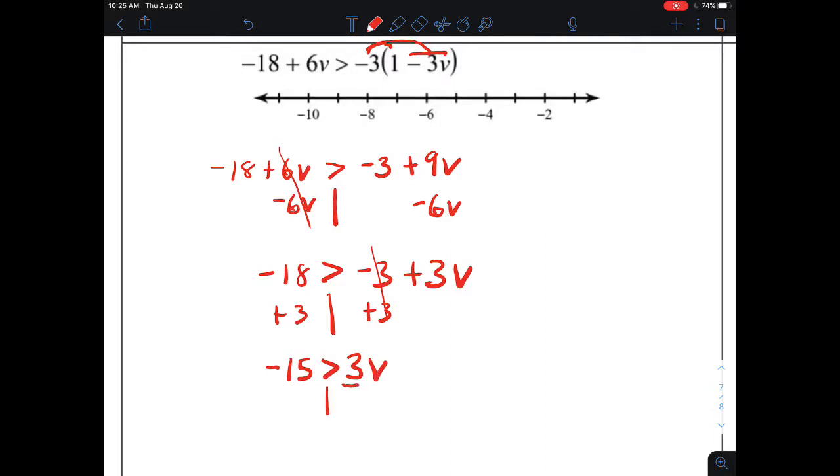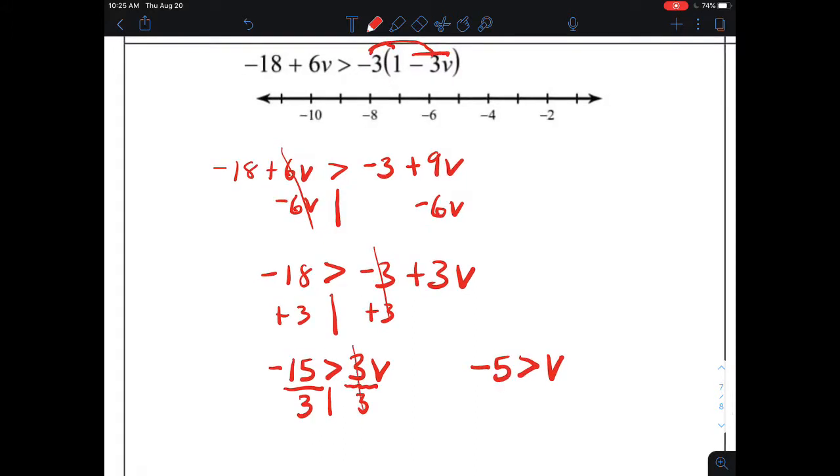And the last thing left is to divide that 3 off of the v. So I divide both sides by 3. And that's going to give us negative 5 greater than v. We do not flip that inequality sign because we did not divide both sides by a negative. And so here, we would go find negative 5 on our number line, put an open circle, and the pointed part is towards the v, so we shade towards smaller numbers.